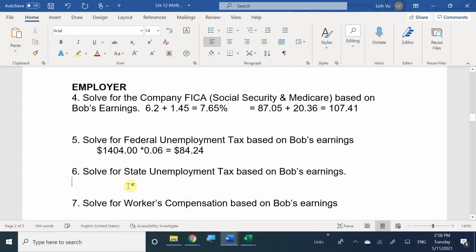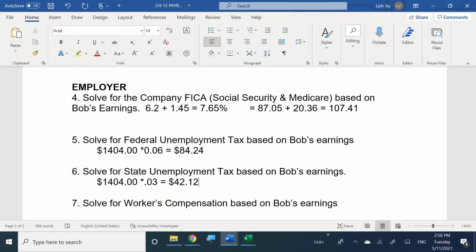Not federal, state unemployment tax. What percentage did I say we're going to use for the state unemployment tax? Gross wages times 3%. Good. Gross wages, so 1404 times the 3%, which is going to give me a total of 42.12.